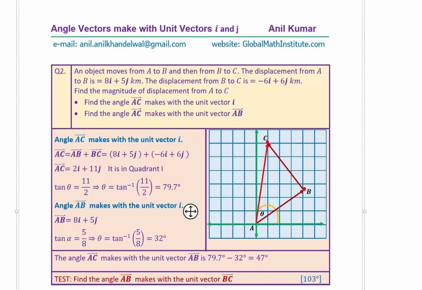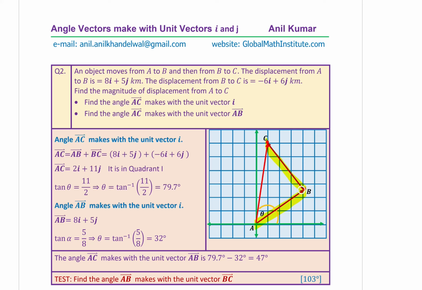Now here is the last question, which actually is a test question for you. Question number 2. An object moves from A to B and then from B to C. We have actually shown here in the diagram an object from A to B and then from B to C. The displacement from A to B is given by the vector 8i plus 5j in kilometers, and the displacement from B to C is given as minus 6i plus 6j in kilometers, right?